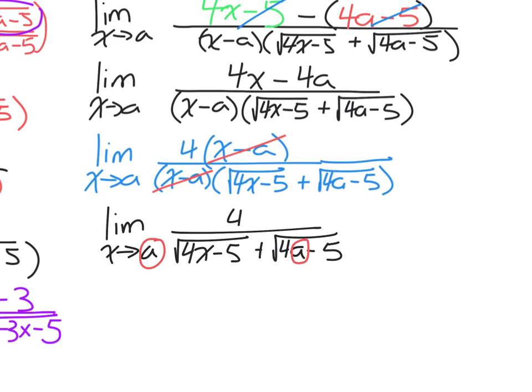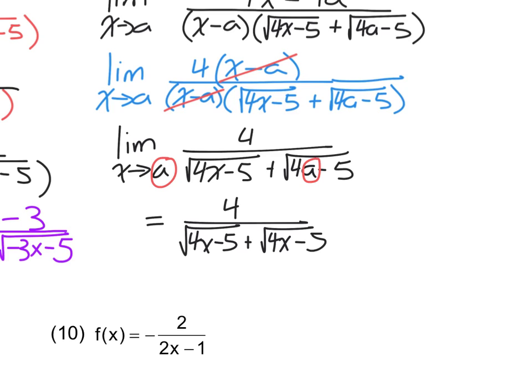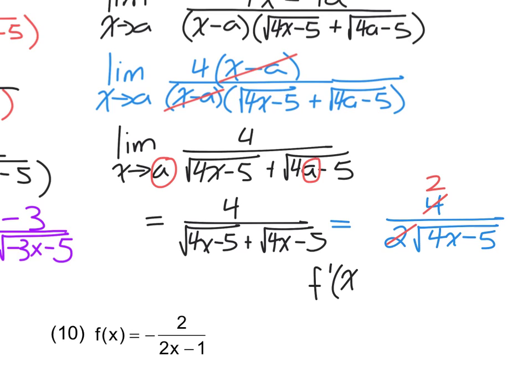So I can replace the a with an x. So 4 over 4x minus 5 plus 4x minus 5. I'll allow it. We have 2 of those 4x minus 5s under the radical. 2 goes into 4 twice. And so we get f prime of x. That's our derivative. And that would be 2 over the root of 4x minus 5.